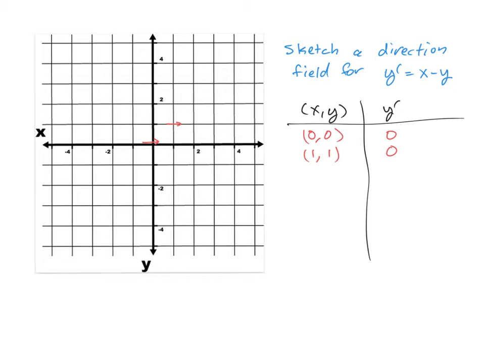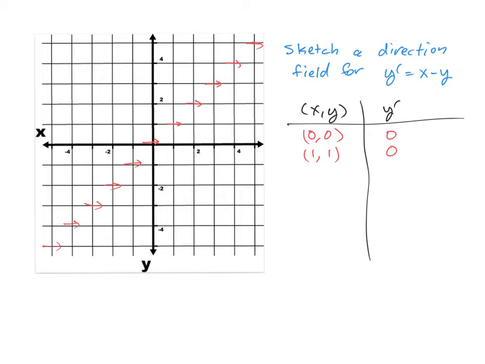And I could continue to do this any place where the x-coordinate and the y-coordinate are the same. So at 2, 2, I can do this, 3, 3, 4, 4, 5, 5, and so on. Same thing is true for negative 1, negative 1, negative 2, negative 2, negative 3, negative 3, negative 4, negative 4, and negative 5, negative 5. We can now pick some other points as well.